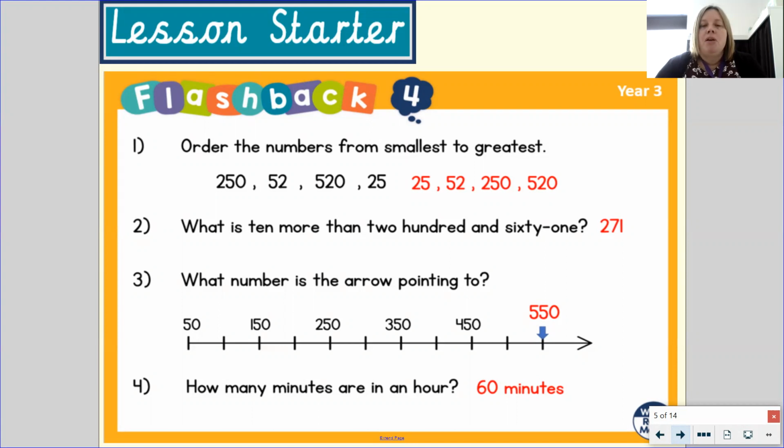Question number 2. What is 10 more than 261? Our answer is 271. Question number 3. What number is the arrow pointing to? It is pointing to 550. If you notice, the number line is going up in jumps of 50. Question number 4. How many minutes are in an hour? There are 60 minutes in an hour.